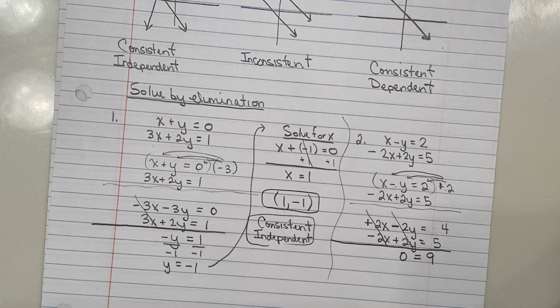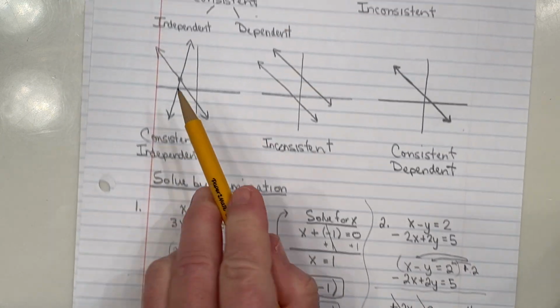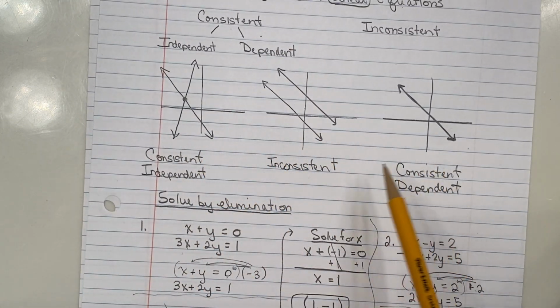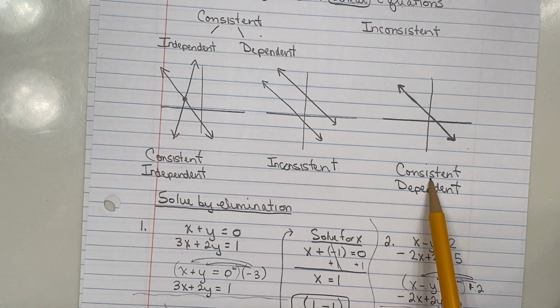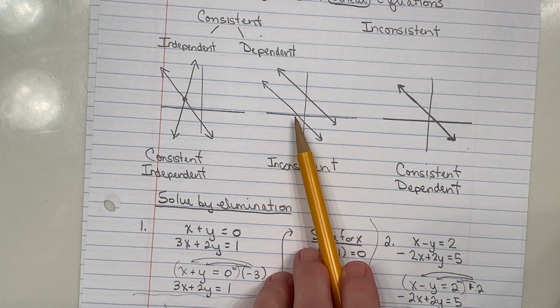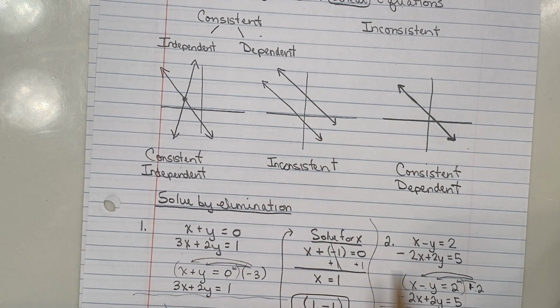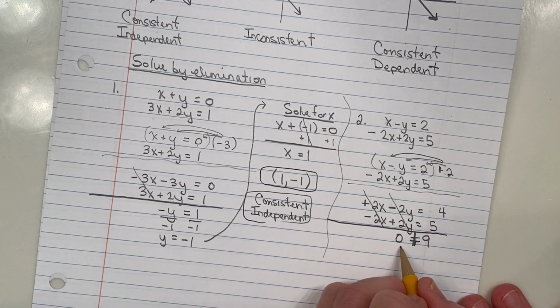Well, what does that tell us and what does that inform us mathematically? Well, we know 0 does not equal 9. So when we get a situation like this that's false, we want to think back to our 3 pictures here. We don't have a consistent system because we don't have an answer. So it must be that these 2 equations represent lines that are parallel. So our answer is inconsistent.